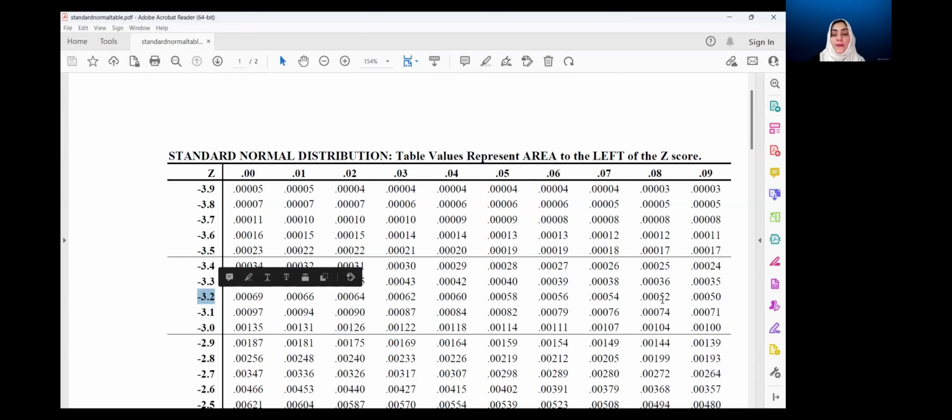And wherever these values intersect, which is this one, this gives us the probability of z-score being less than -3.28. So this is the probability value, which is 0.00052. This is how you will look up the values.